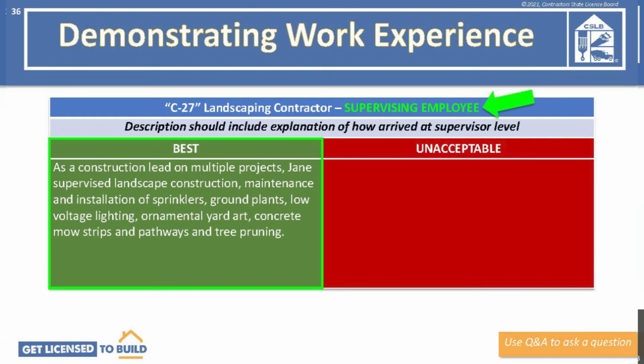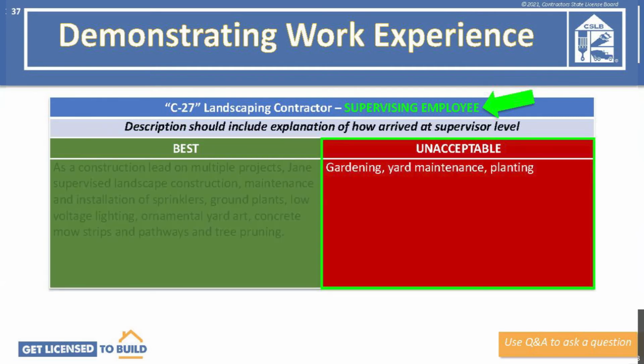For a C27 supervising employee, the description should include an explanation of how you arrived at the supervisor level. The best description would be something like this. As a construction lead on multiple projects, Jane supervised landscape construction, maintenance and installation of sprinklers, ground plants, low voltage lighting, ornamental yard art, concrete mill strips and pathways, and tree pruning. Something unacceptable for the supervising employee would be something like this. Gardening, yard maintenance, and planting.